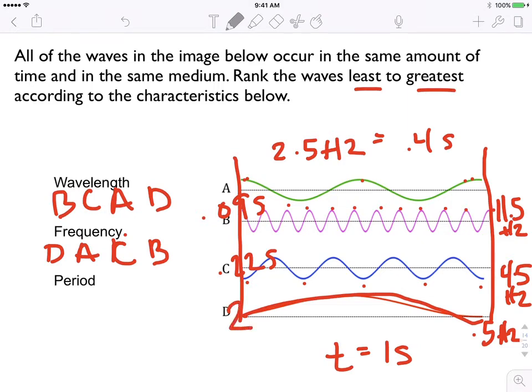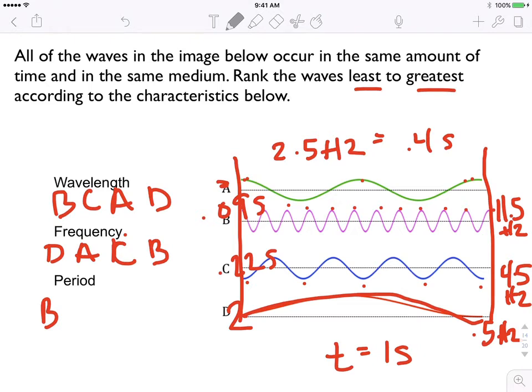So what is this telling us? It's telling us the period. And what is the period? The period is the amount of time, or the number of seconds, it takes for one cycle to occur. So it takes 0.4 seconds for wave A for one wavelength to occur. And for B, it takes 0.09 seconds for one wavelength to occur. Okay, so there you go. B is our smallest. It takes the least amount of time for one wavelength to occur.